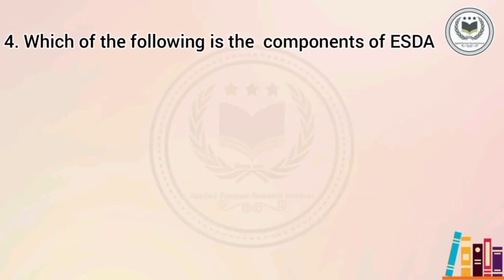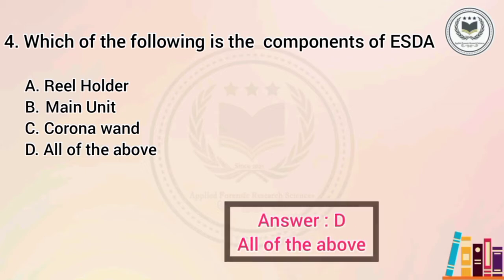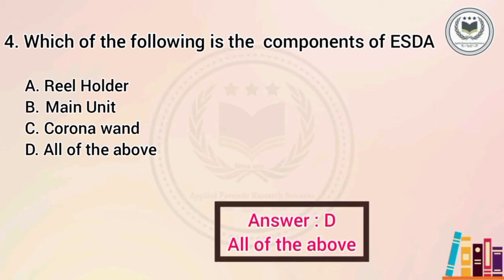Now the next question is question number 4. Which of the following is the component of ESDA? Option A reel holder, Option B main unit, Option C corona vent, Option D all of the above. The correct answer is Option D, all of the above.